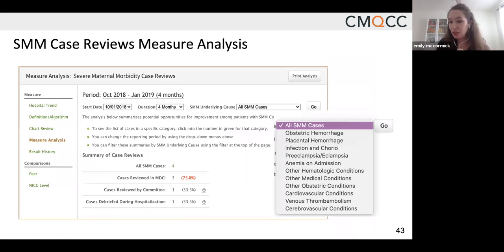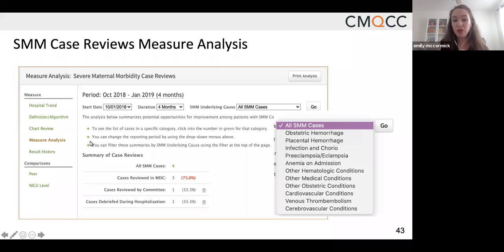So that only gets you so far. It's not necessarily actionable. It's good to see the trend, but we really want to figure out what's going on with these cases. So we built in an SMM case reviews measure analysis section. So again, from the trend screen, you'll now see a measure analysis option on that left navigational bar.